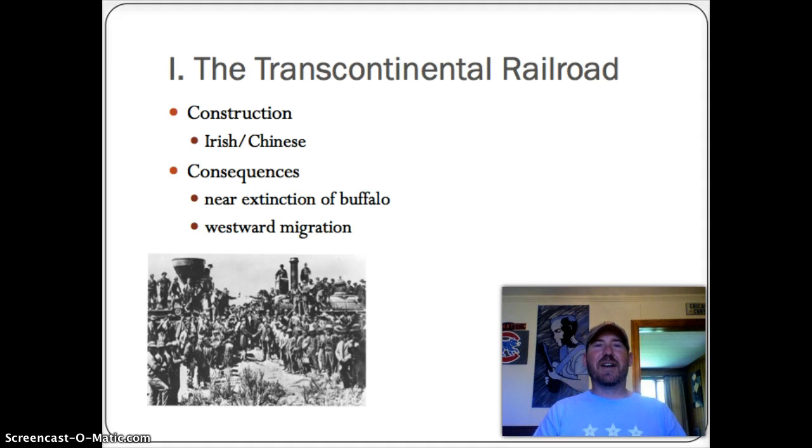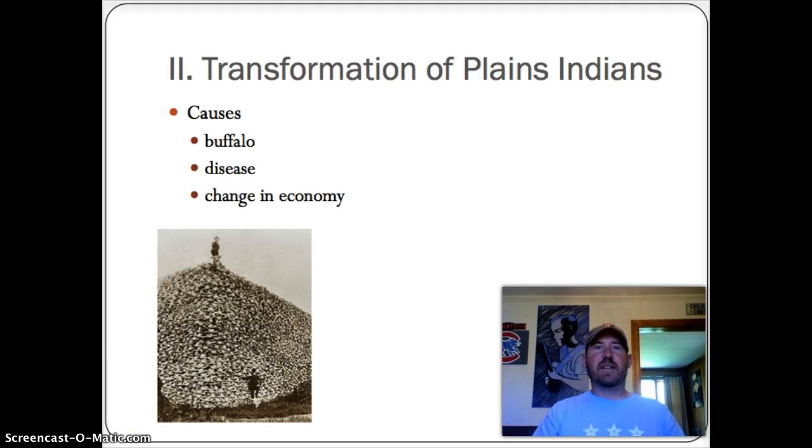So as it becomes extinct, or as it becomes less and less, it severely impacts their lives, and also the westward migration of American settlers and all that comes with that. So once again, the transformation of the Plains Indians comes about mainly because of the near extermination of the buffalo.